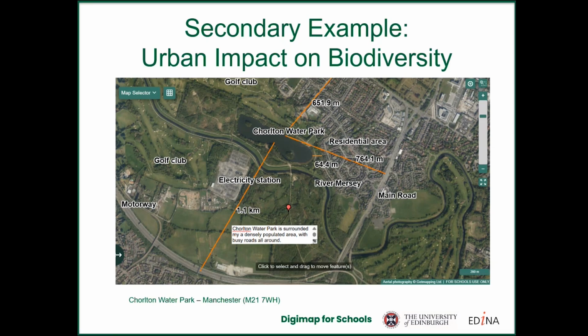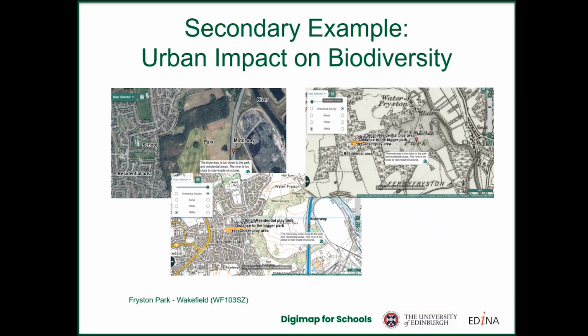Another example that I have here is Fryston Park, where you can see how housing development surrounded the park through time. Here I have all three maps: from the 1890s on the top right, the contemporary map on the bottom in the center, and an aerial view on the top left. And you get all three images from the map selector you can choose.